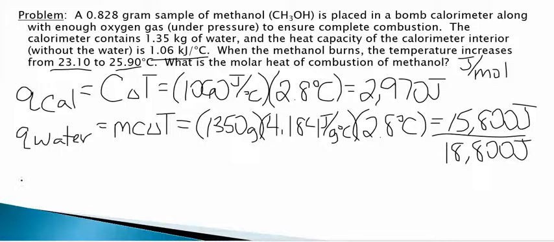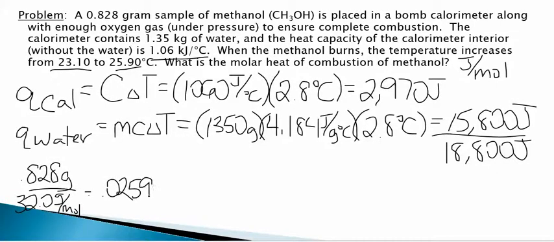We have 0.828 grams of methanol. The molar mass of methanol is 32. So that means we have 0.0259 moles of methanol.